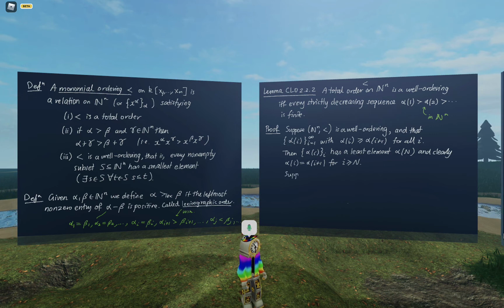So suppose every strictly decreasing sequence is finite, and I want to prove the well ordering. So suppose I have a non-empty subset S.